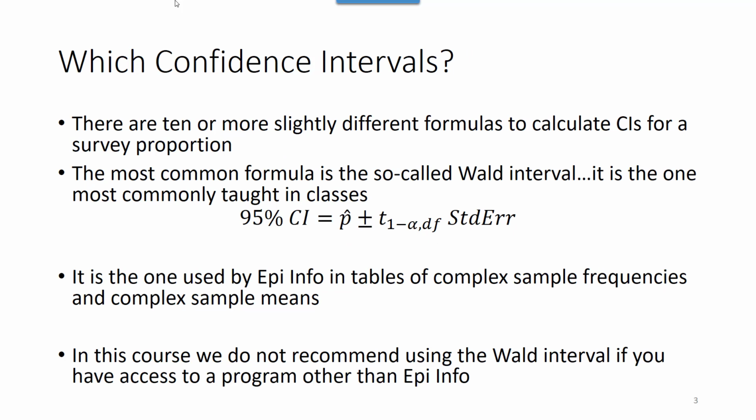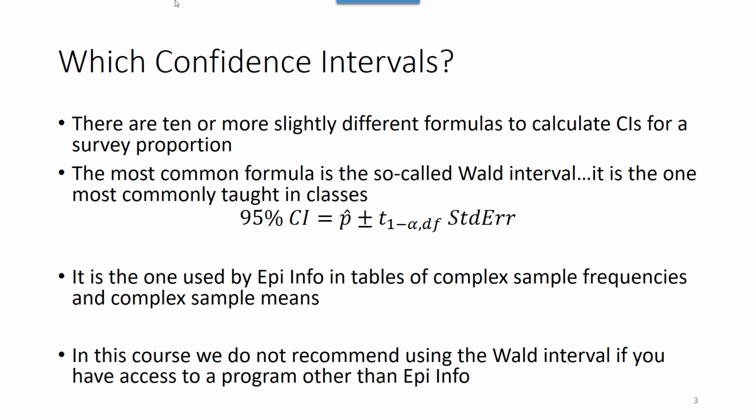Once you begin digging, you're going to find that there are 10 or more different formulas to calculate confidence intervals for a survey proportion. So the question arises, which one should we calculate and which one should we report? And the answer is that in many cases we should not use the default choice.